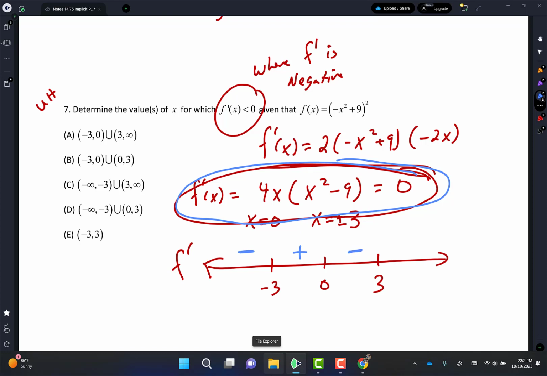Okay, give me a number bigger than 3. Any number. 5. 4 times 5 is positive. You can say 20 or the number. It's positive. 5 squared is 25. 25 minus 9, positive or negative? Positive times a positive? Positive.